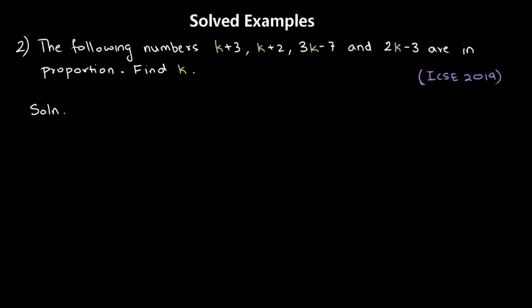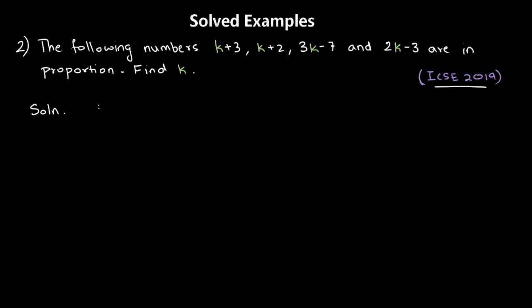So the following numbers k plus 3, k plus 2, 3k minus 7 and 2k minus 3 are in proportion. We want to find the value of k. This question had appeared in the ICSE 2019 examination. Right, so since they've given us these four numbers are in proportion, let's use the definition of it.